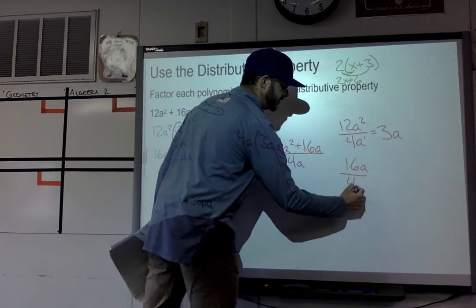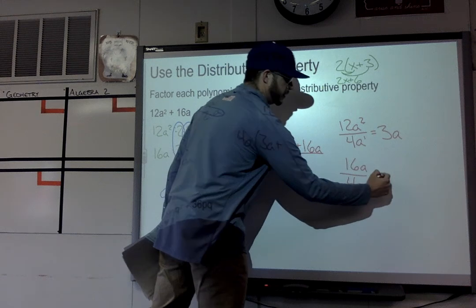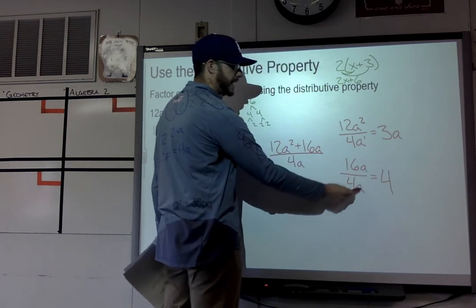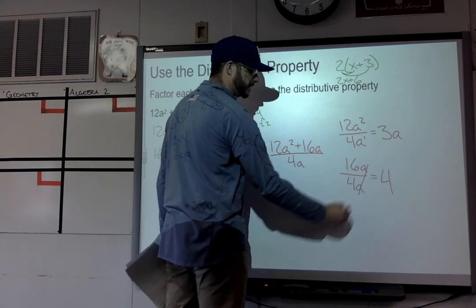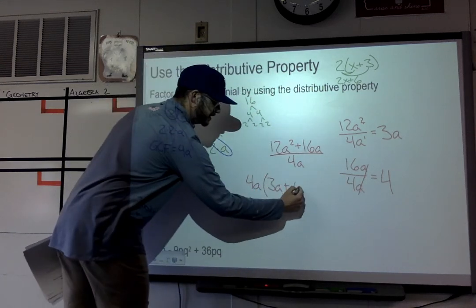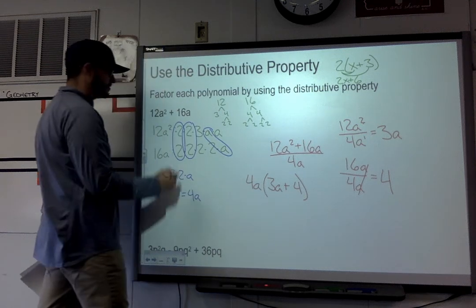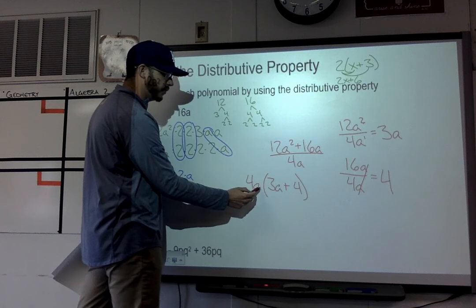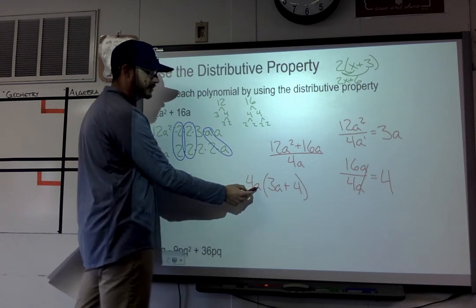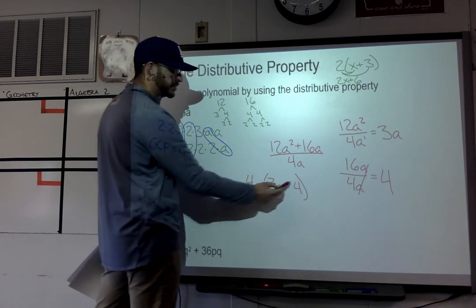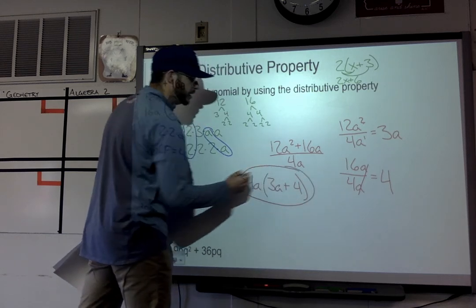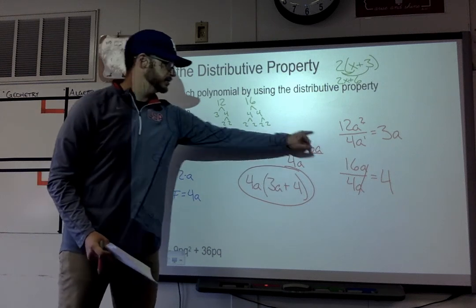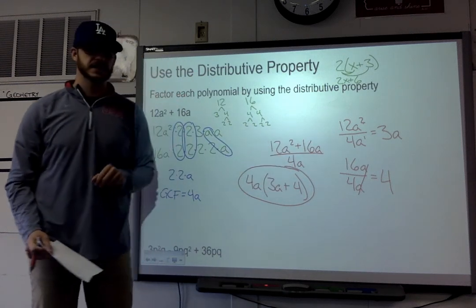16a divided by 4a, which would be 16 divided by 4 is 4. A divided by a, those cancel out, so it would just be 4. So the factored form of 12a squared plus 16a would be 4a, that greatest common factor that we found, times 3a plus 4. Remember, we got that 3a plus 4 by dividing our original expression by the greatest common factor.